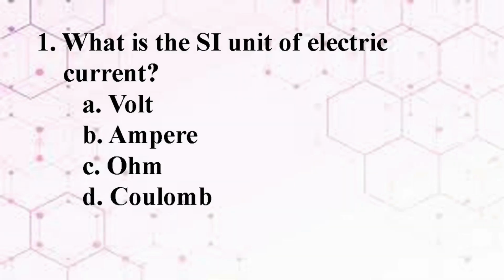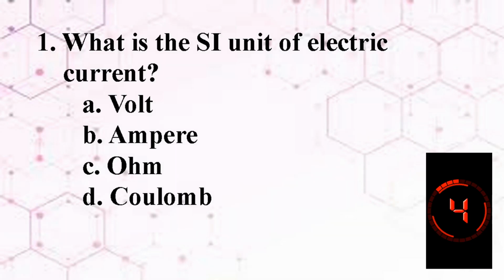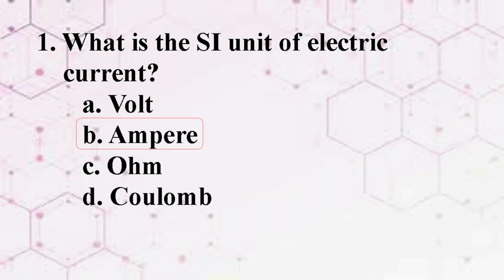Grade 12 Physics Electricity MCQ. Question 1 up to 10 is based on basic current electricity. Question number 1. What is the SI unit of electric current? A volt, B ampere, C ohm, D coulomb. The correct answer is B ampere.